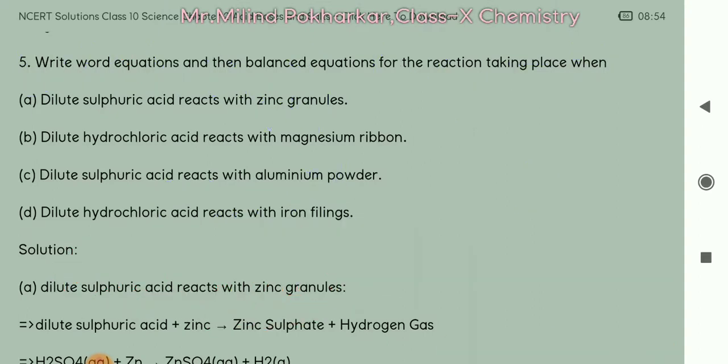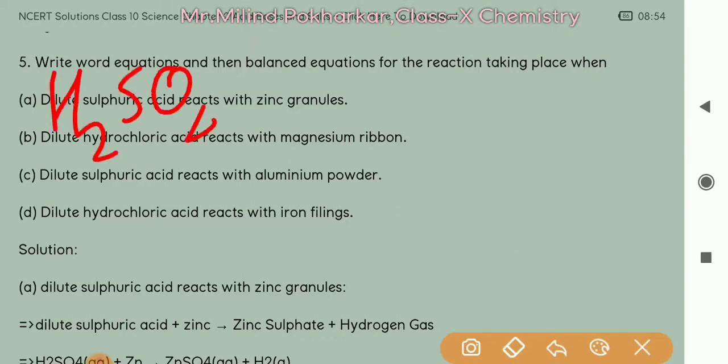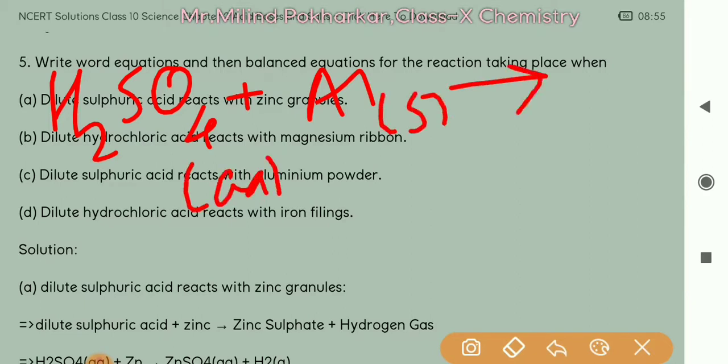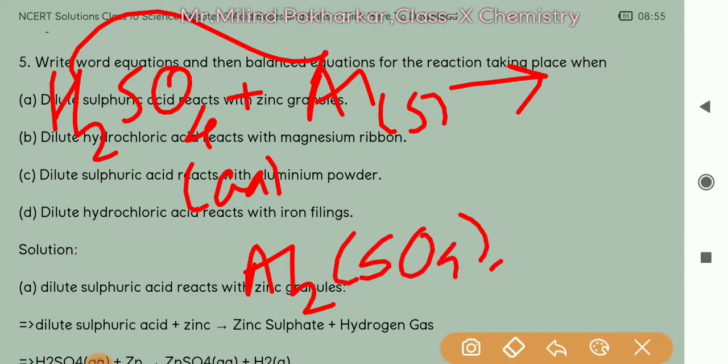The next question, the third, is: dilute sulfuric acid reacts with aluminium powder. Sulfuric acid is H2SO4 plus aluminium powder, that is Al. This is aqueous, and this is powdered, so it is solid. When they react, the aluminium replaces hydrogen and forms Al2(SO4)3, because Al has valency 3, and the other product is H2 gas, which is formed as a gas.